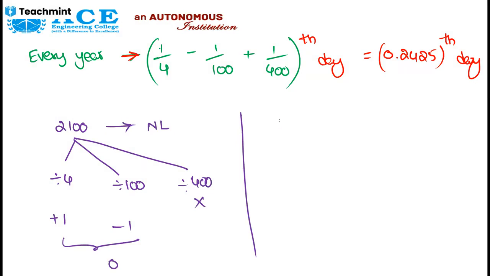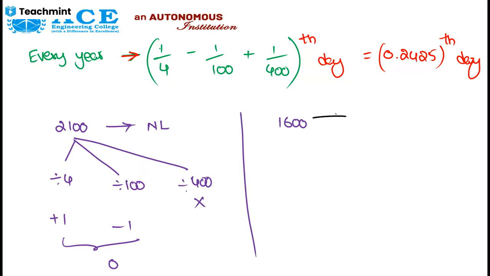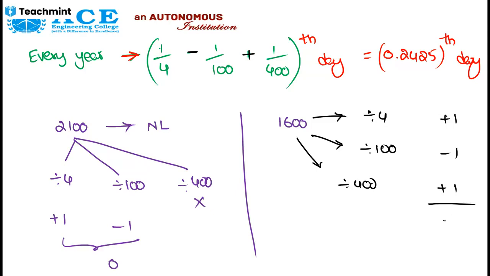Sir, once again? Yes, see this next one, 1600. You can understand both clearly with this example. Now 1600 is divisible by 4, so one extra day is generated. It's divisible by 100, so that one extra day is removed because of the minus here, right? It's divisible by 400, so again one extra day is generated, plus 1. Altogether I got one extra day, so it's a leap year.